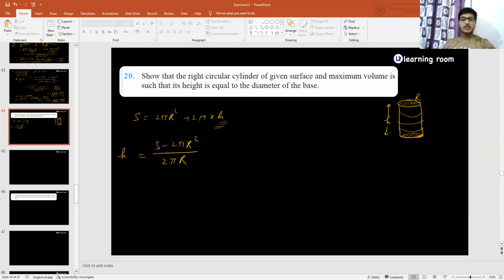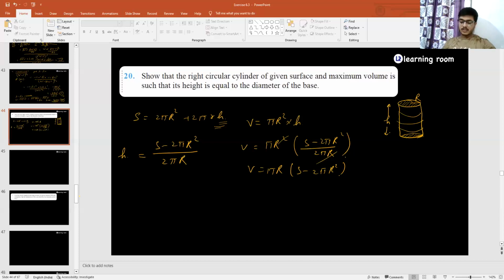Now what is our volume? Volume for this is pi r square times h. So instead of height, you can substitute s minus 2 pi r square by 2 pi r. Right? So from there r gets cancelled. So we will have pi r times s minus 2 pi r square. Understood? That can be written as pi r s minus 2 pi square r cube.